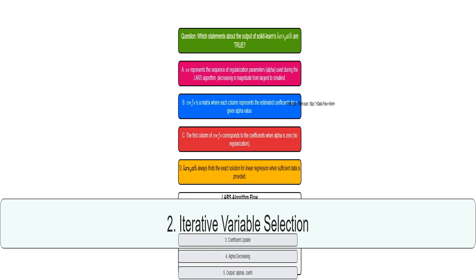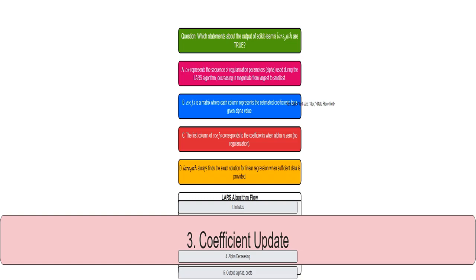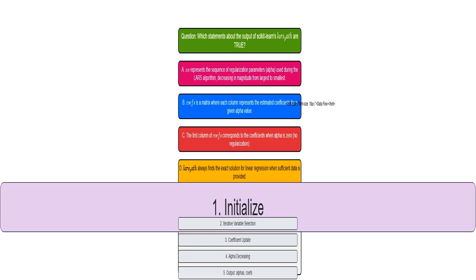as it decreases. Finally, I'll output the alphas, the sequence of regularization parameters I used, and the cofs, the corresponding coefficient values for each alpha. These outputs will form the basis of understanding how the model's complexity and the feature weights changed during the Lars algorithm's execution. During each iteration, I'll select variables to add to the model based on their correlation with the remaining unexplained part of the data, residuals. I update the coefficients accordingly, iteratively refining the model's fit to the data.